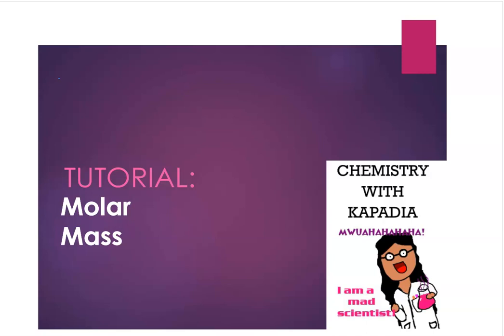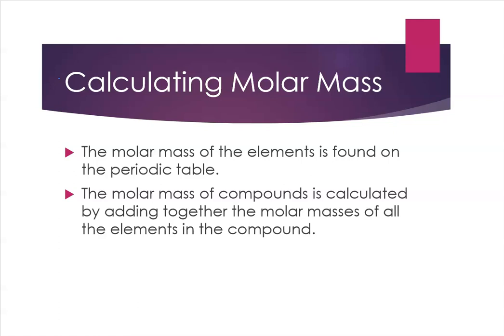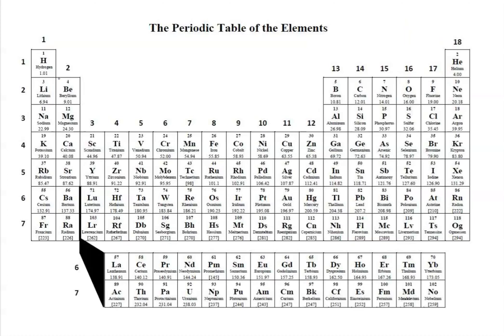Today I will be doing a tutorial on how to calculate the molar mass of compounds. Alright, so the molar mass of elements is found on the periodic table, so there's nothing we need to really calculate there. It's just if we have more than one of that element, or if we have a compound, then we need to add together the molar masses of all of those elements in that compound to get the molar mass. Alright, so all of these values down here, previously we called them atomic weight, now we're just going to refer to them as molar mass.